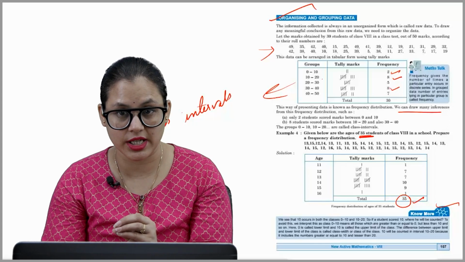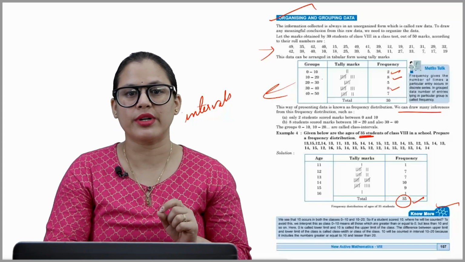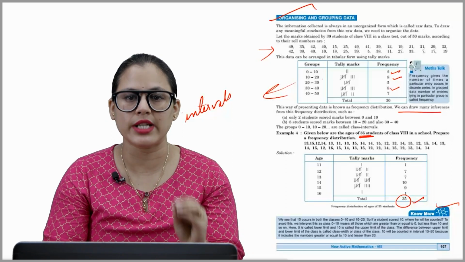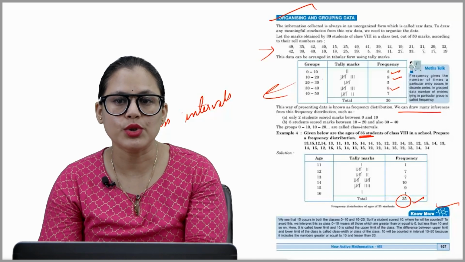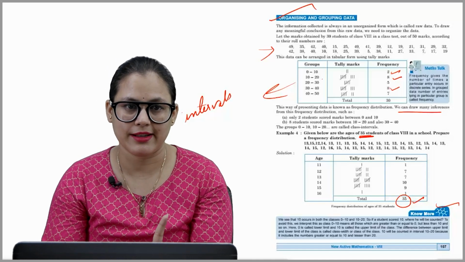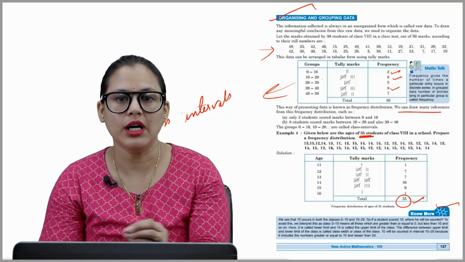So if a student scored 10, where will he be counted? To avoid this, we interpret class 0 to 10 as all those which are greater than or equal to 0 but less than 10, and so on. Here 0 is called the lower limit and 10 is called the upper limit of the class.